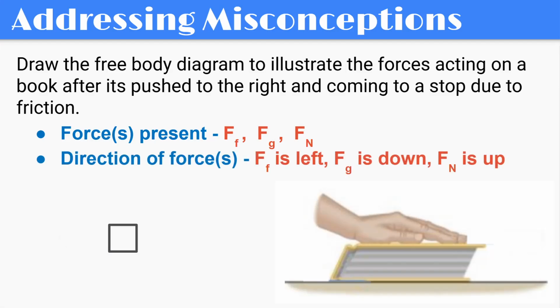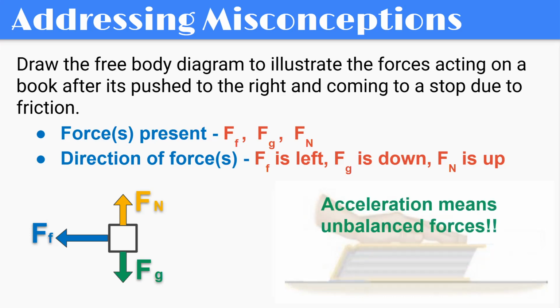Direction of forces. Force of friction would go to the left, and that's because the book is going to the right. Friction is always opposite. We're going to talk more about that in a minute. Fg would be downward because force of gravity on Earth is always down toward the center of the planet. And then normal force is always going to be perpendicular to the surface, which is a level surface, so directly upward because it's a table.